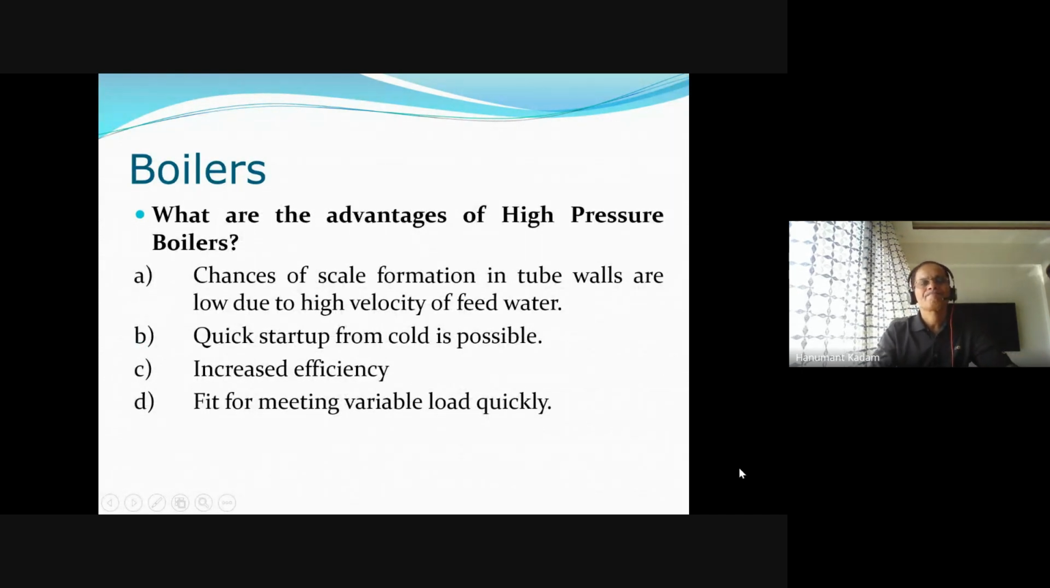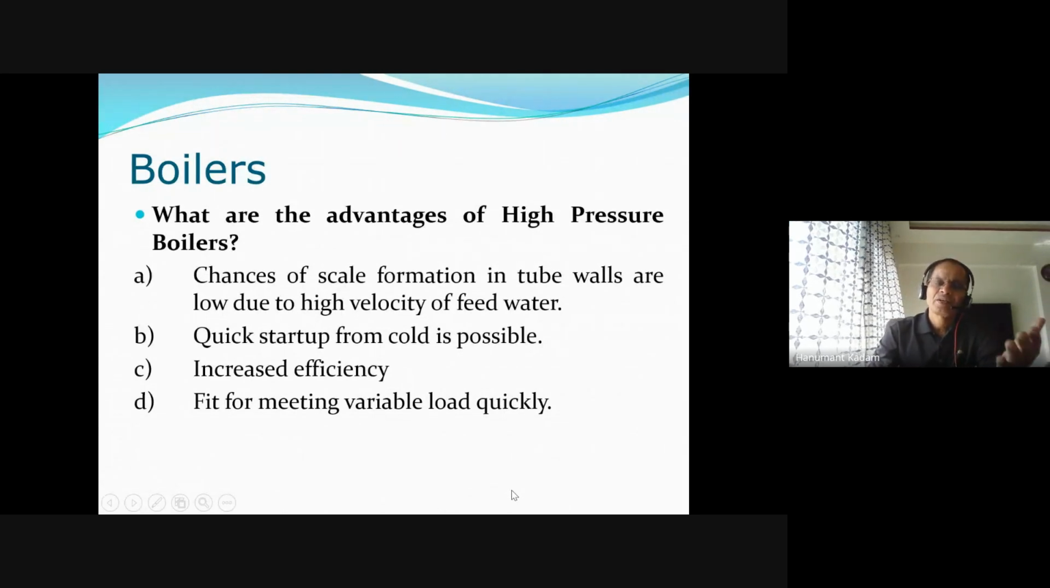What are the advantages of high pressure boilers? Chances of scale formation on tube walls are low due to the high velocity of feed water. Quick startup from cold is possible. Increased efficiency. Fit for meeting variable load quickly.